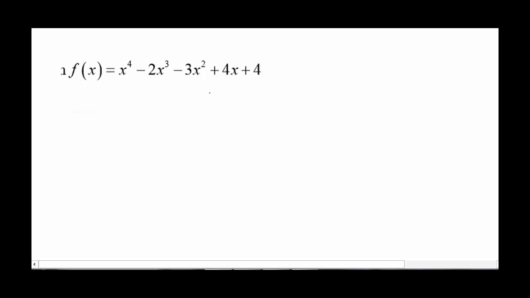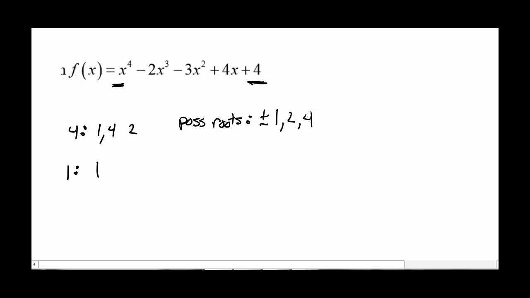All right, so I want to look at the last number and the first number. For the last number, I want to make a list of all the factors that go into it. So 1 and 4, and then 2 times 2, so just that. The first number, the leading coefficient being 1, just has the number 1. So possible roots are 1 over 1, 4 over 1, 2 over 1. So it's plus or minus 1, 2, and 4. So there are 6 possibilities.